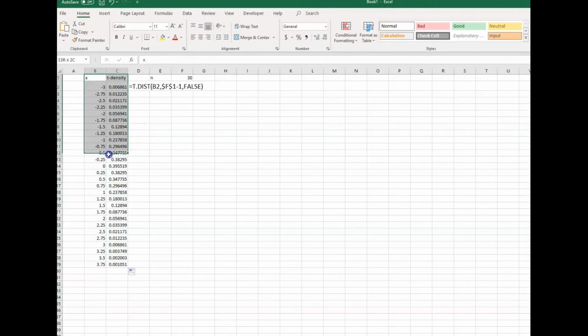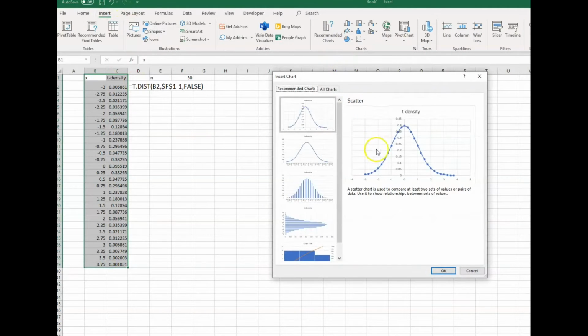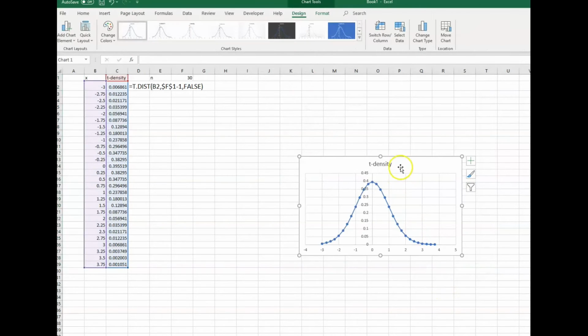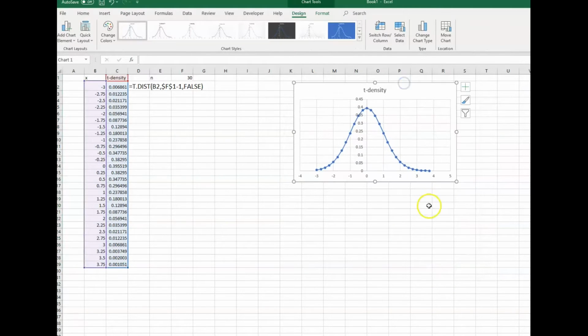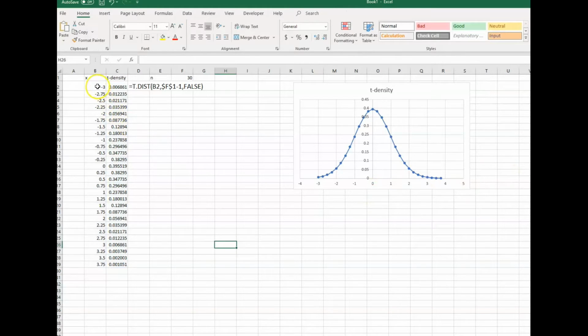So we highlight both columns, then we click insert and recommended charts. So this is our student T density function. It's so close to the normal function. It's symmetric. You see the -3 and the +3. If you look at these two values, they are the same except the sign. So this is the density function.